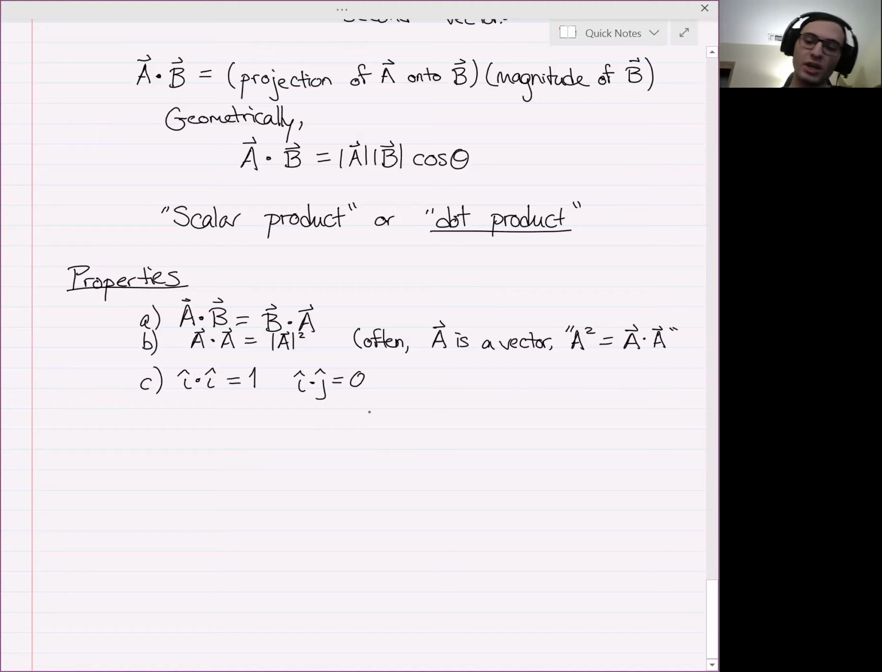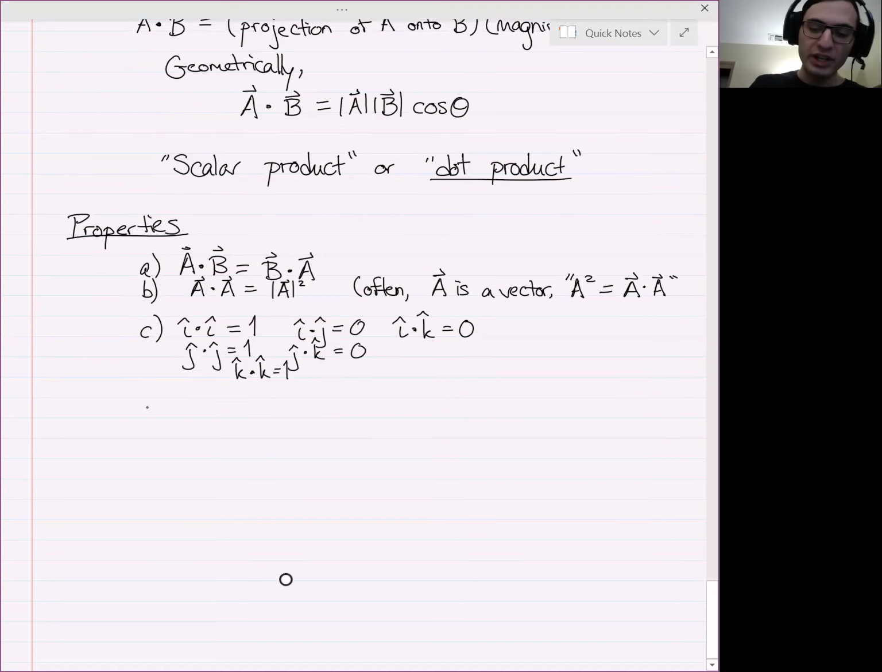Good question, though. Right, so i dot j is 0 because your i hat points this way, your j hat points perpendicular to it, and so the cosine of 90 degrees is 0. So when you multiply them together, you get a cosine of 90 degrees, and so you get 0. Similarly, i hat dot k hat is 0, and we can follow this through. j hat dot j hat is 1, j hat dot k hat is 0, and k hat dot k hat is 1. So these are just relationships between the unit vectors, which are all very useful to have.